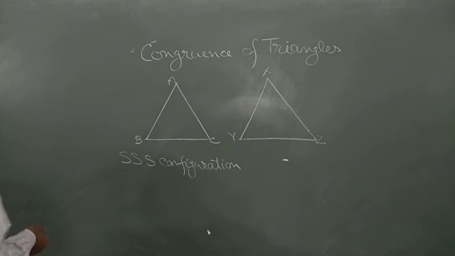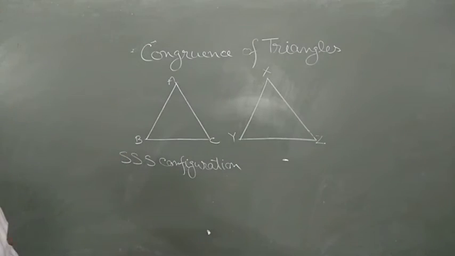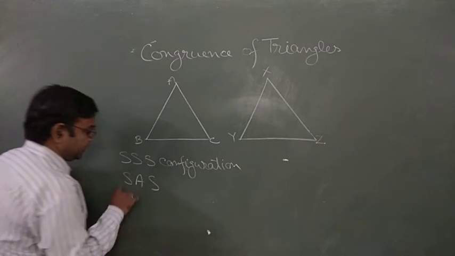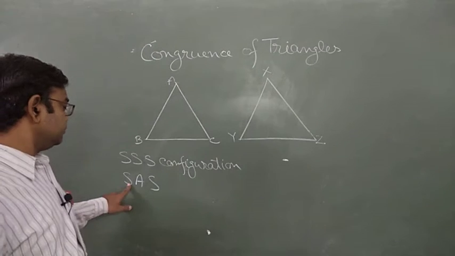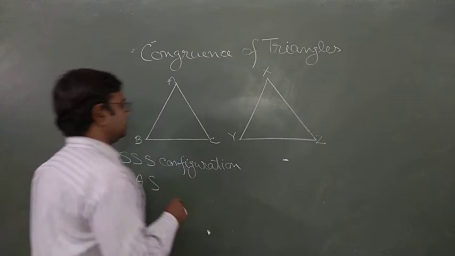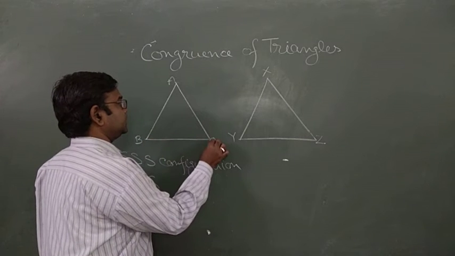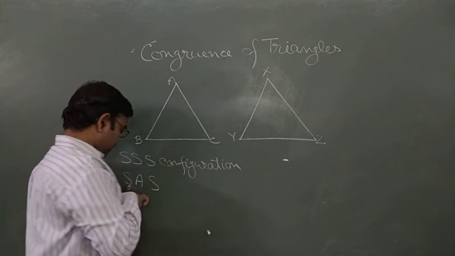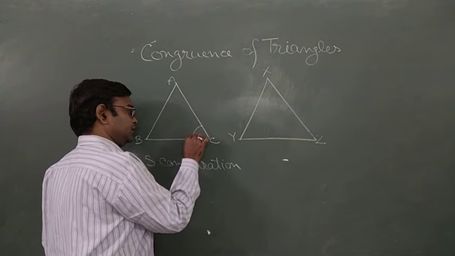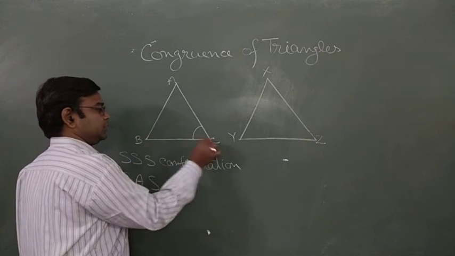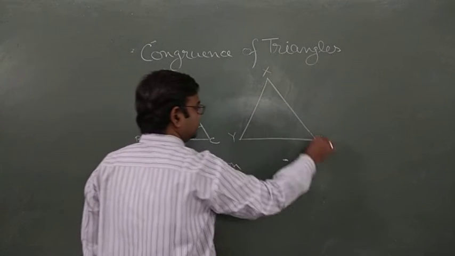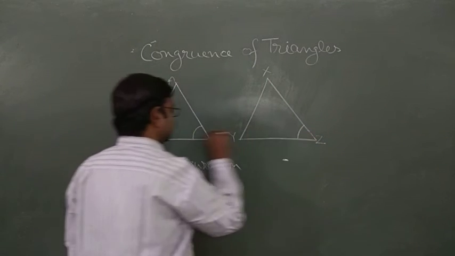After that we are going to use angle. Next one is your SAS, all in capital letters. SAS means side, then angle, then side. Side, angle, side means what? Side BC and side CA are equal, and in between these two sides there is one angle, so this angle is equal, means BC equals YZ and AC equals XZ. Also these two angles are equal to each other.